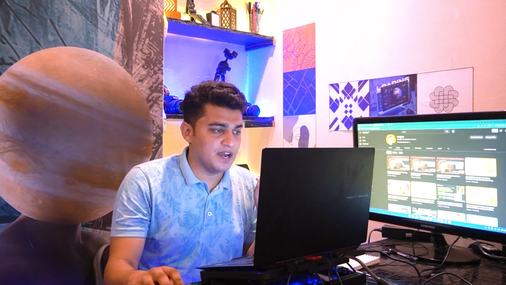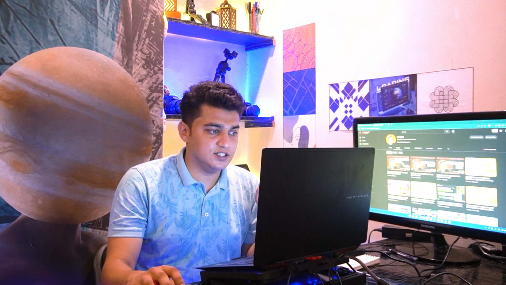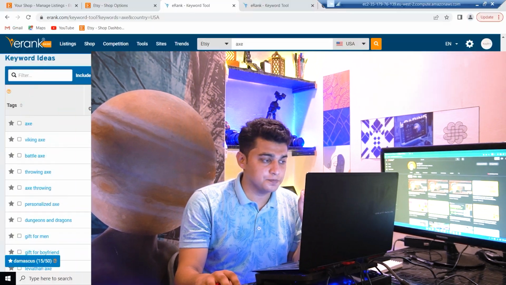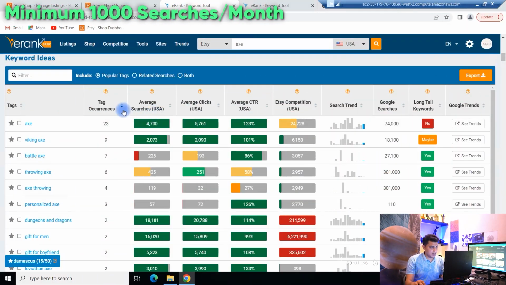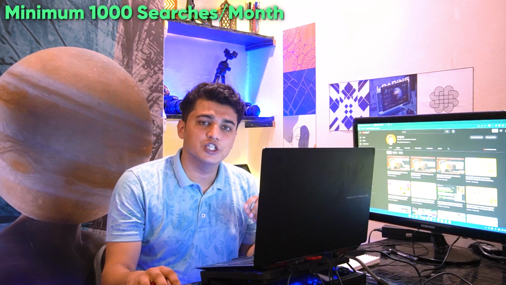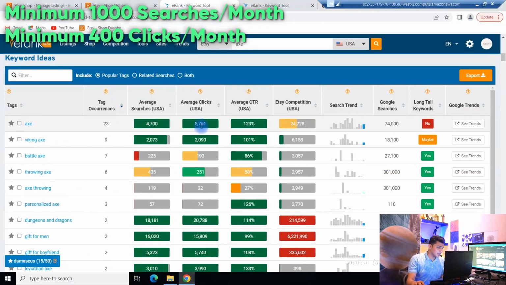Your minimum average searches, that is this section, must be minimum 1000 searches per month. On this criteria, this keyword is very good because it has searches above 1000. The second thing is the average clicks for a month should be minimum 400. The third thing is the minimum CTR should be 40% for the keyword. So this is a good keyword.